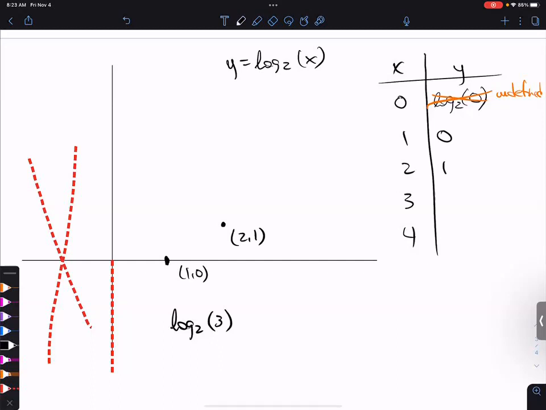3. Ooh. 2 to what power is 3? That was not going to be pretty, right? What's the next one that is going to be pretty? When's the next time we're going to get nice coordinates that I can just figure out by hand? 4. Because the log base 2 of 4 is 2. This is some messy thing. I could find it. I don't want to. When's the next time we're going to get a nice point? 8. 3, right?